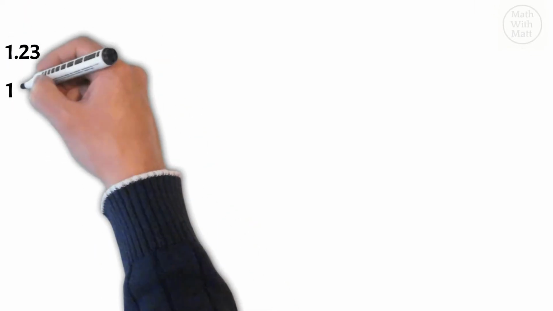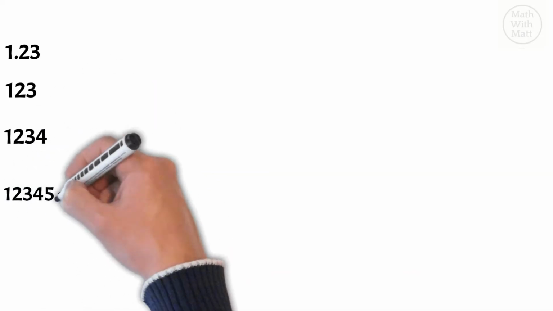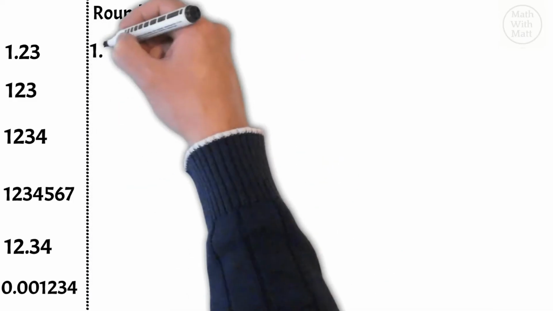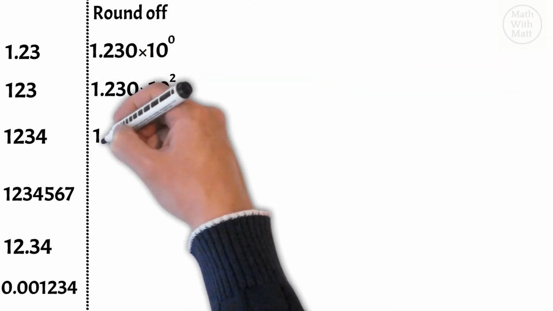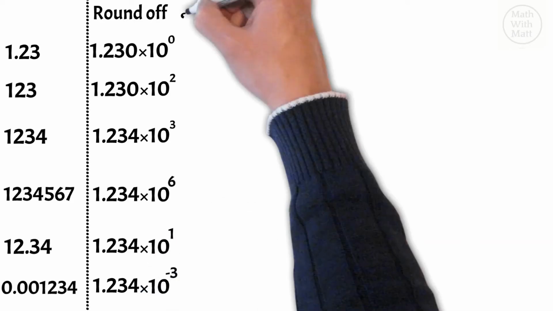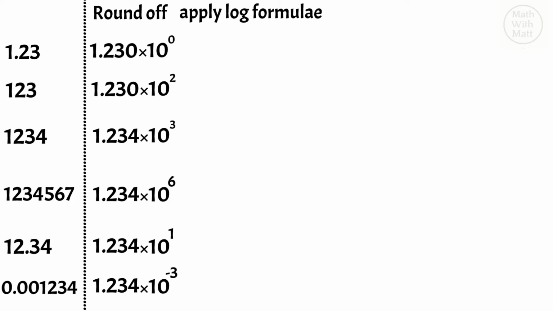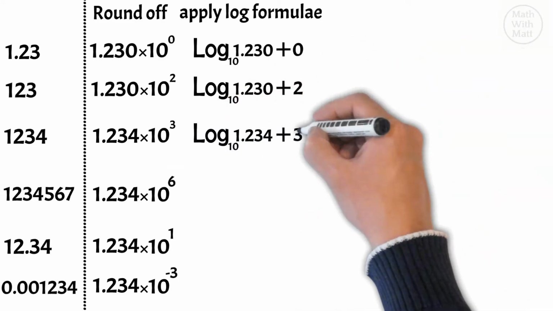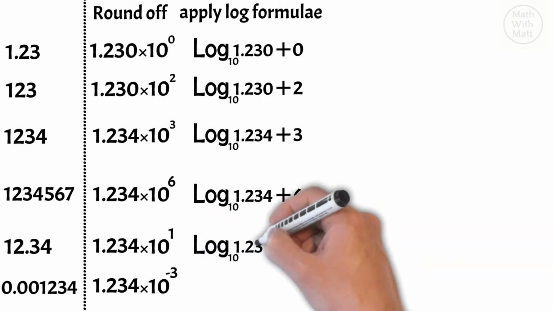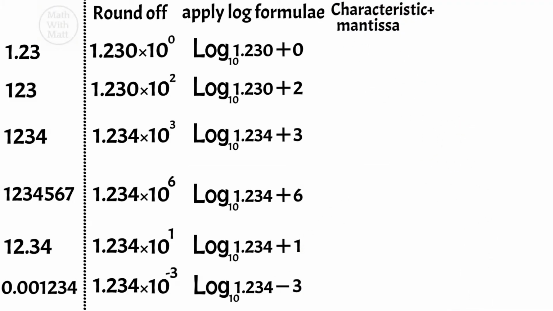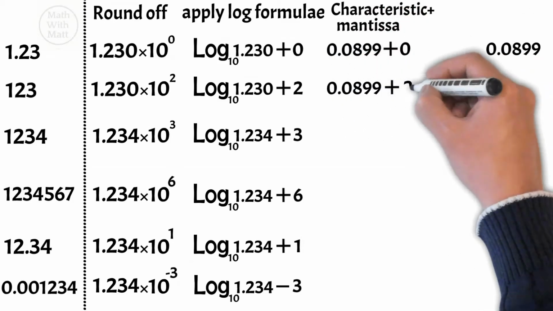Let's see different examples all together in a table to see the log operation clearly. Let's write down the numbers we are going to convert to log. I know we didn't convert 12.34, but it's just there for simplicity. And now we round them all up as required. After that, we apply the log formulae to separate the characteristic and Mantissa. We then find the Mantissa on the log table and add the characteristic to get our converted value.